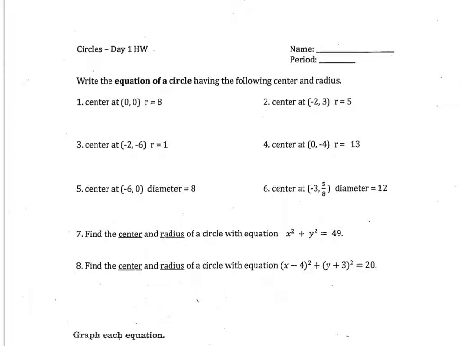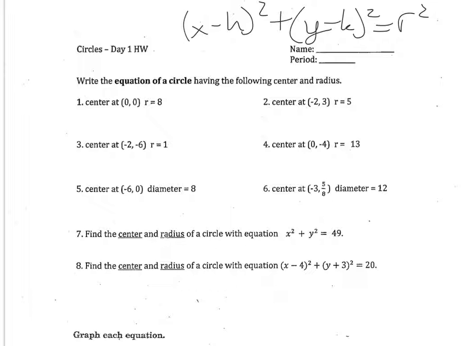Alrighty, as we discussed in class, the equation of a circle is defined as x minus h, quantity squared, plus y minus k, quantity squared, equals r squared, where h and k are the center, and r is our radius.